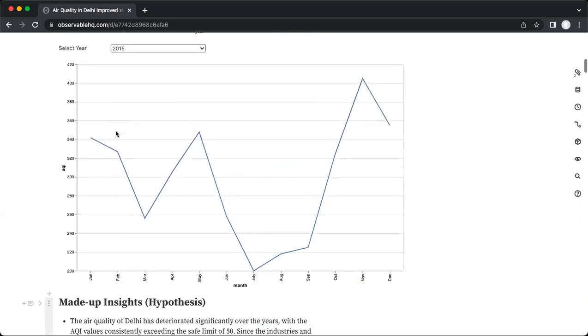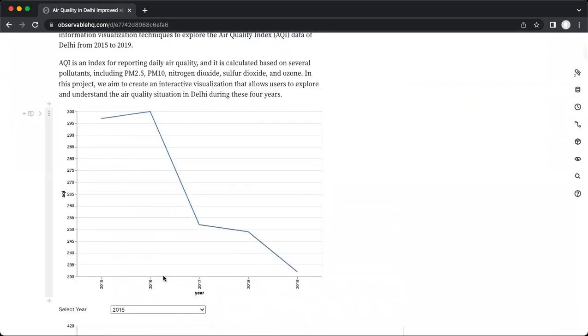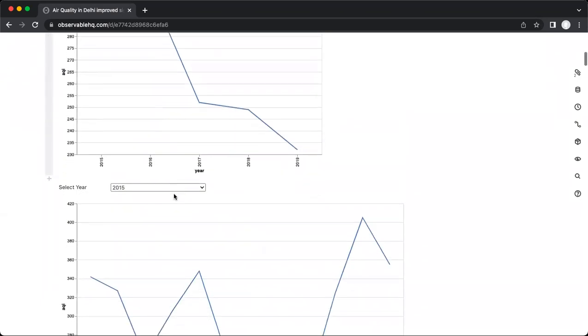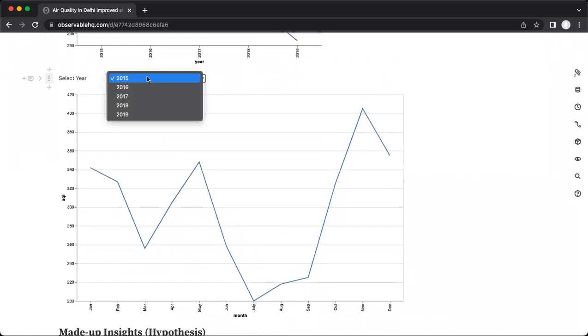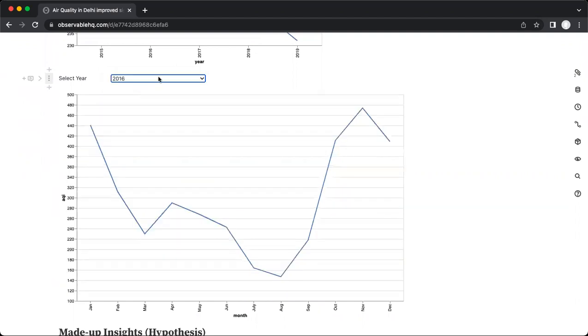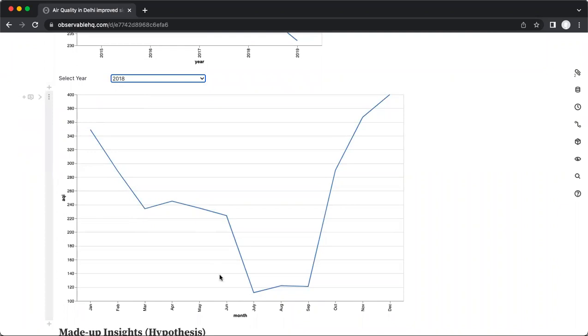These are the two idioms that I selected. The first one is for the year versus the AQI. Here you can see the years from 2015 to 2019, and this is the average AQI value for all those years. This one is the average AQI versus month. Here you can select any year that you want to look at. So if I select 2018, I get an AQI versus month visualization for the year 2018.